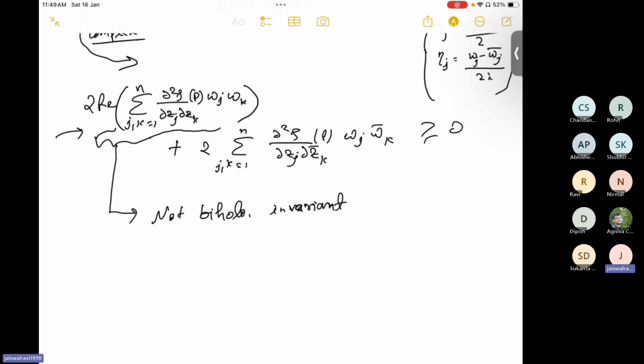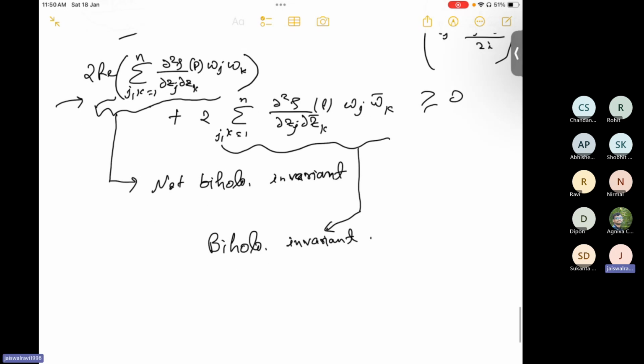But if you look at this part, so this is biholomorphic invariant. So that means we want some notion which is biholomorphic invariant.